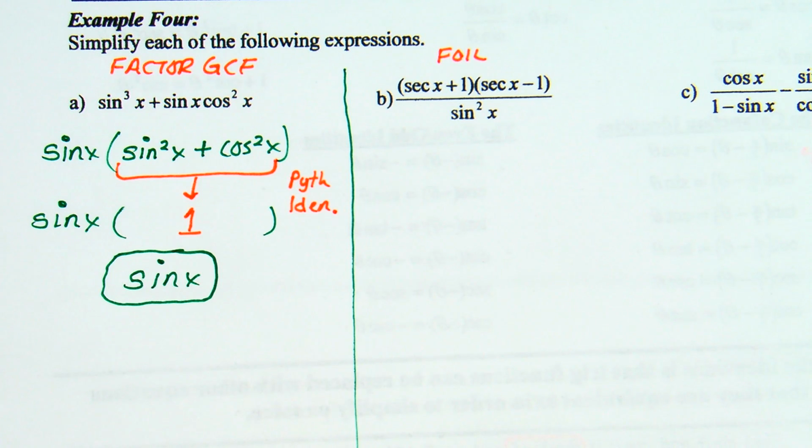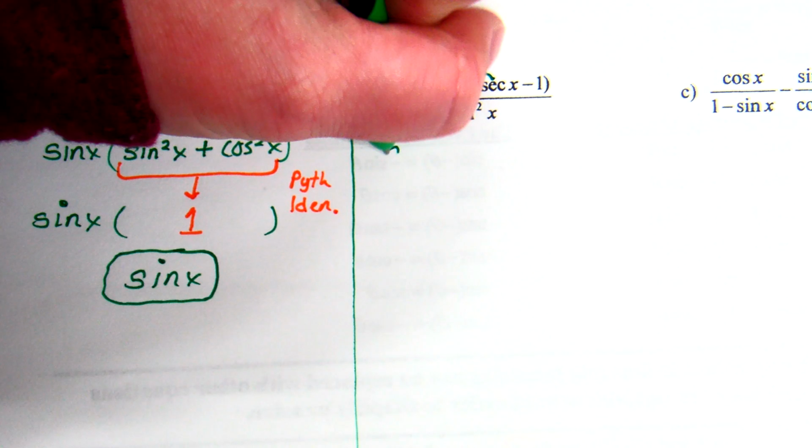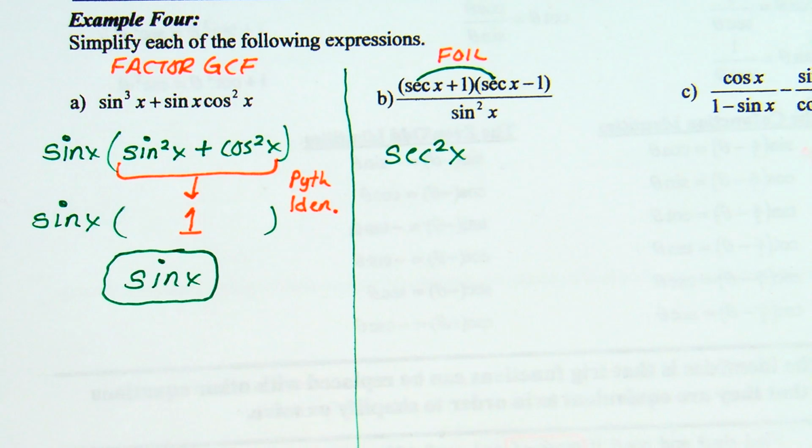The what cancel? The middle terms, right? In FOIL, the outside and inside cancel. So you really only have to do first and last as long as you know that's true. So, secant x times secant x, secant squared x. And traditionally, when we write that, we write secant squared x, and we put the second right there between the secant and the x.